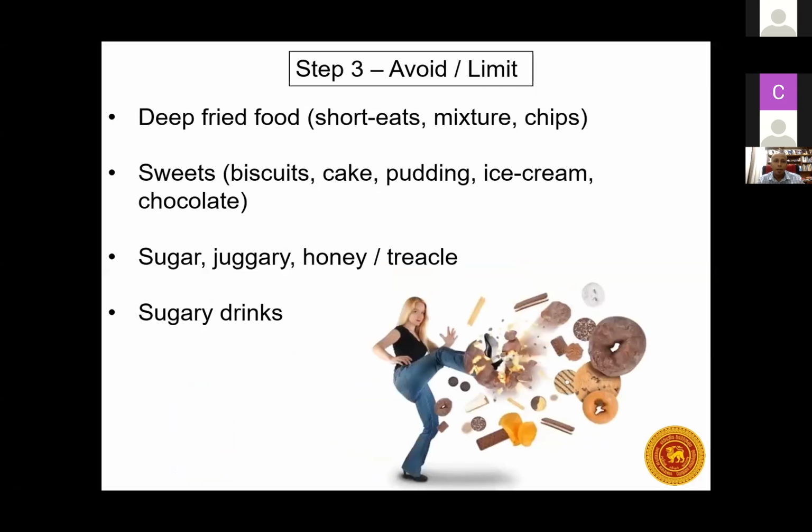Then, of course, as a third step, you can just take a little bit of time to advise them on the things to avoid. Now, we of course know about all these things. So very high calorie items like deep fried food, then sweets, things like biscuits, cake, pudding, ice cream, chocolate, better to limit them. And also sugar, jaggery, honey, and treacle. Now, people with diabetes know that they have to reduce sugar, but some people say, I don't eat sugar, but I consume jaggery. It's the same thing. So we always have to say all these things basically mean the same thing. And the worst thing of all is the sugary drinks. So the diabetic patient has to limit these things.